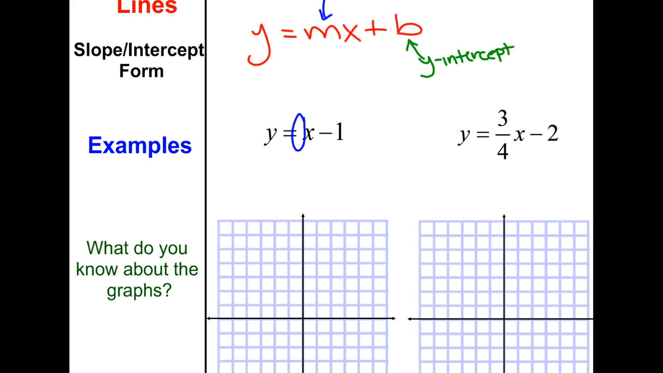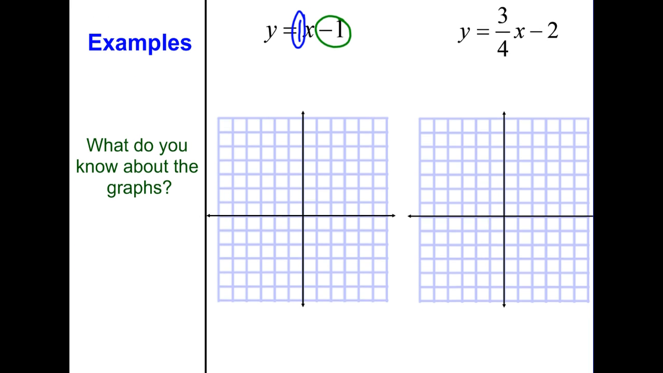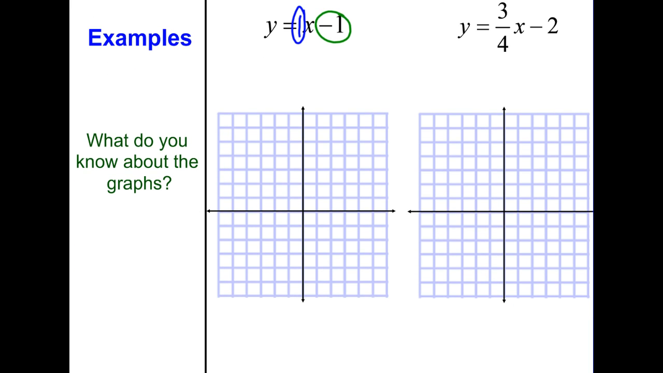But we know that if there's nothing in front of the x, really there's a 1 there that we just don't write. And for my y-intercept, it's going to be at negative 1. So I'm going to go graph. First thing I'm going to graph is my y-intercept, because that's easy to graph because it's right on my y-axis. So down here I go to negative 1 on my y-axis. And remember, y is up or down. So we're going down 1.